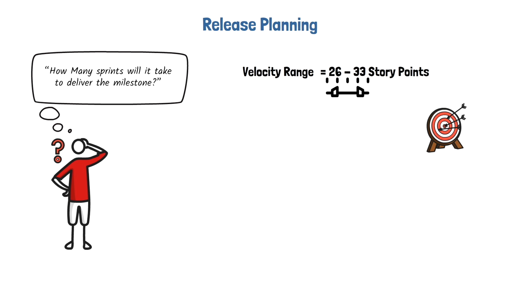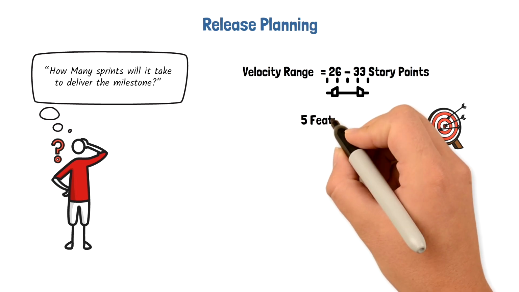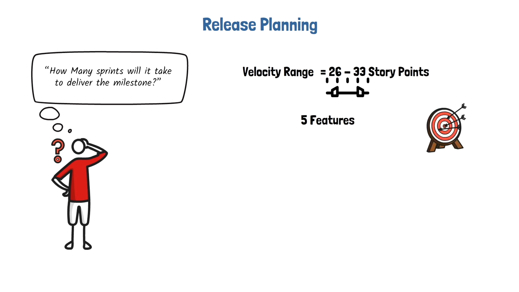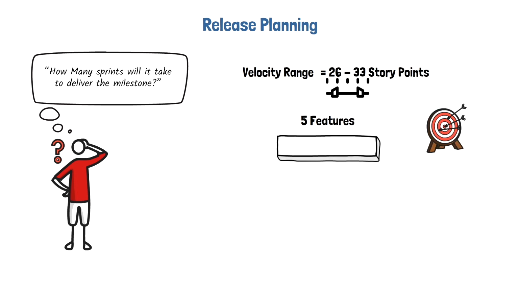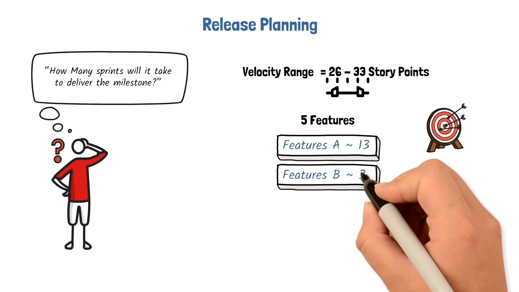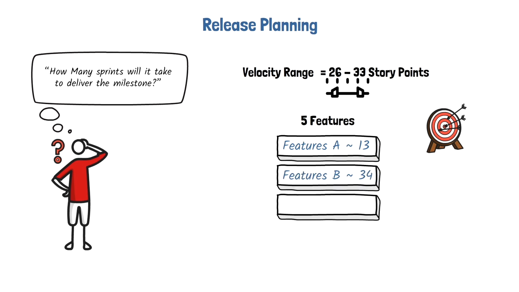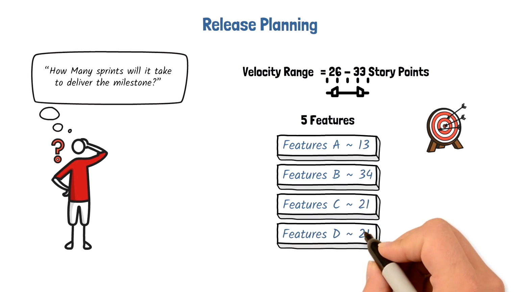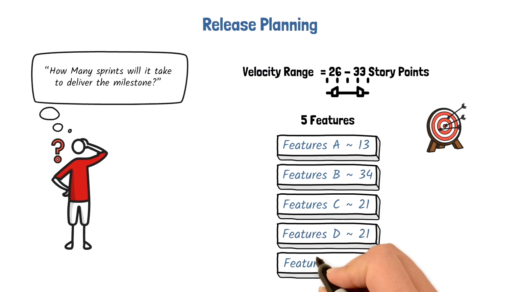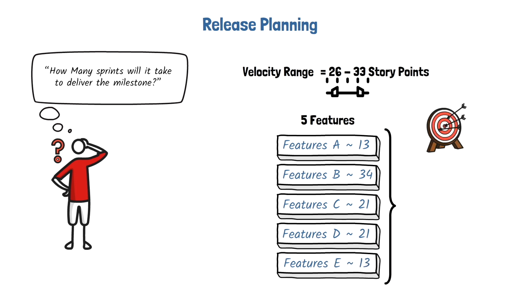Let's say our product owner communicates to us the next milestone, and the product release needs to include 5 features. After estimation, feature A is 13 story points, feature B is 34 story points, feature C is 21 story points, D is 21 story points, and E is 13. That comes up to a total of 102 story points.